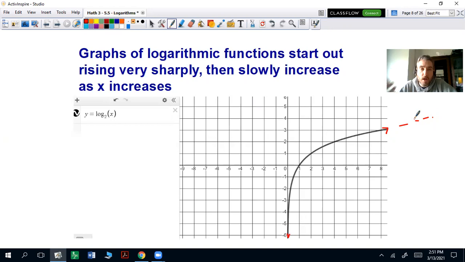So the characteristics, they rise sharply and slowly increase as x increases, because remember, you're solving for exponents, and exponents can yield really large numbers. So that's why it slowly increases, because when you raise it to even a smaller power, you can get a really large result.